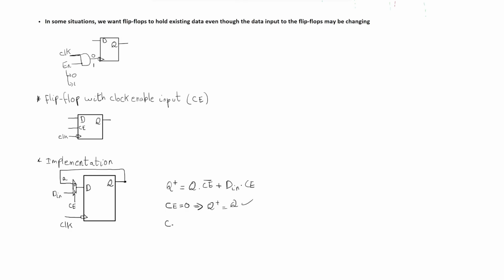How about when CE is enabled? When CE is enabled, CE bar is equal to 0, so we will get rid of this term here, and we will be left with DN. That means Q plus, the next state, will be equal to DN. Whatever we feed in DN, Q plus will be equal to it. So when using D flip-flops with the clock enable to control the clock, this will resolve the synchronization problem.